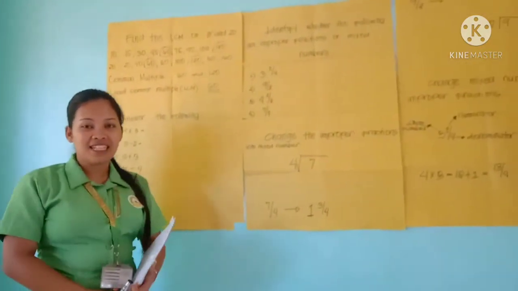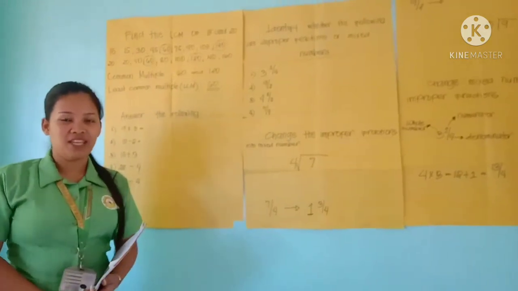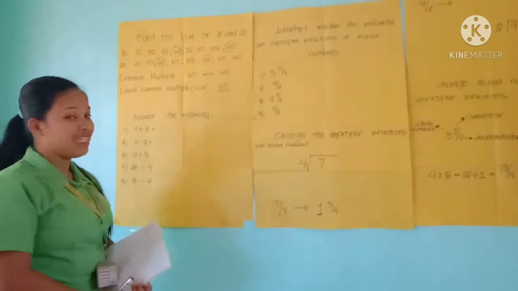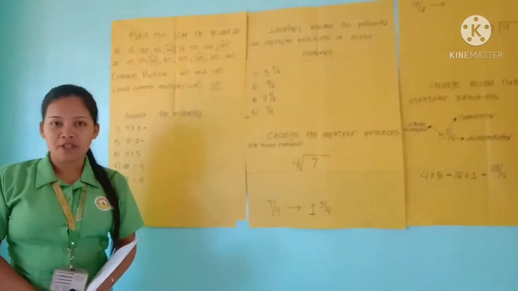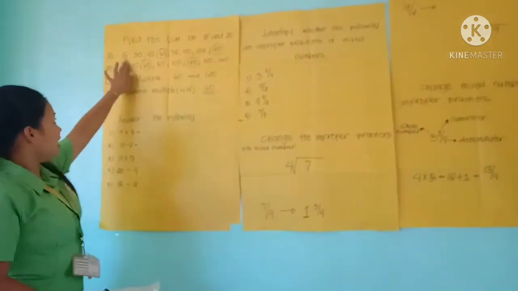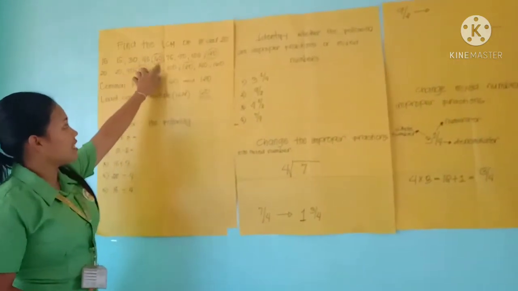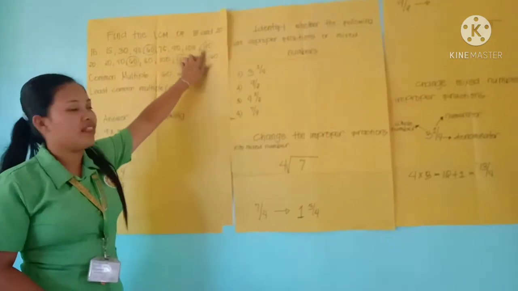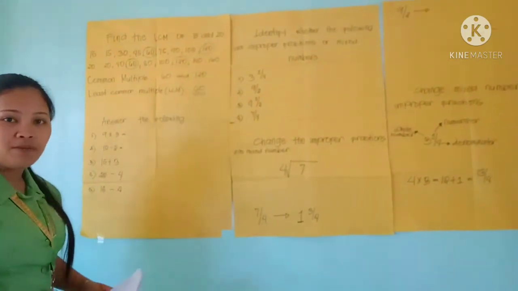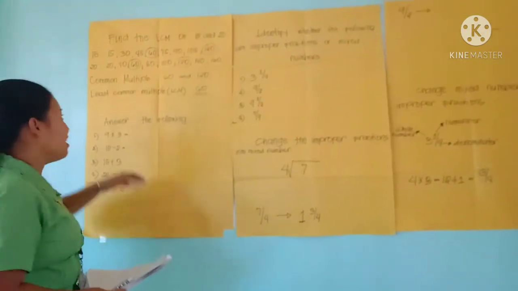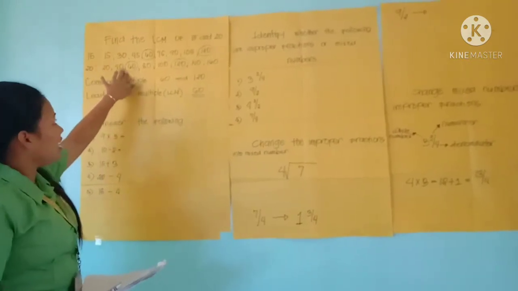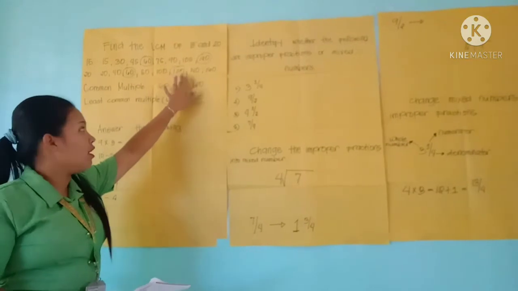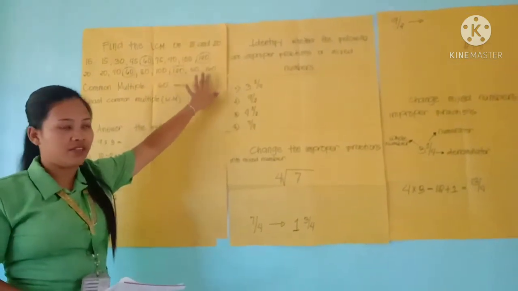Rachel found the LCM of 15 and 20 using the listing method. So the first step is we're going to list first the several multiples of 15. So 15, 30, 45, 60, 75, 90, 105, and 120. So the several multiples of 20 is 20, 40, 60, 80, 100, 120, 140, and 160.